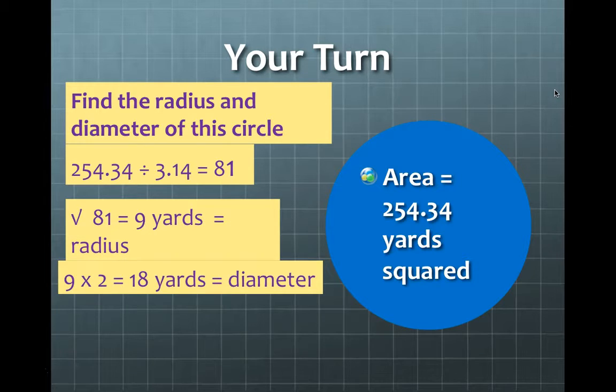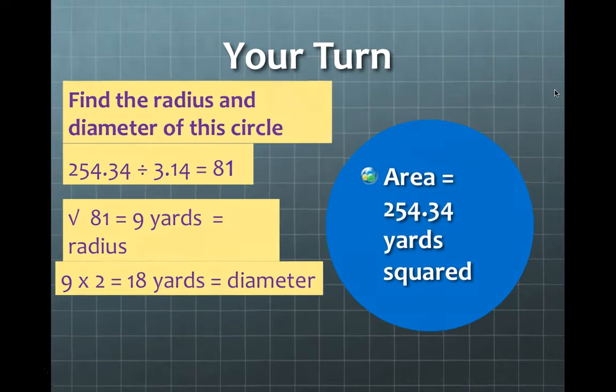And of course, to make the radius into diameter, you multiply it by 2. 9 times 2 is 18. 18 yards is my diameter. Hope you got that one right. Let's see if we can get the next one right now.